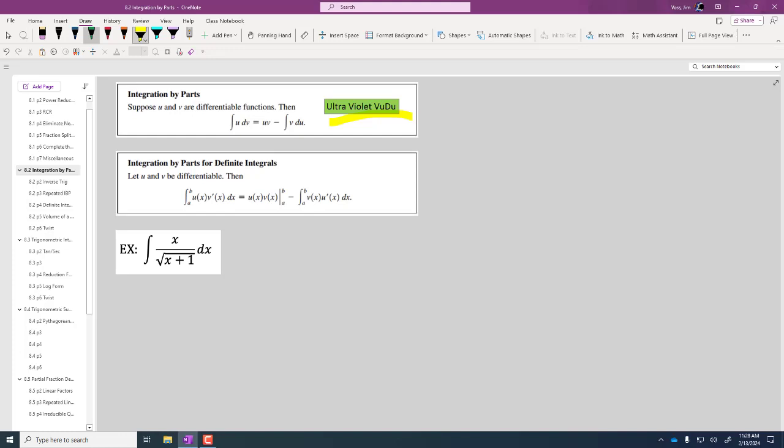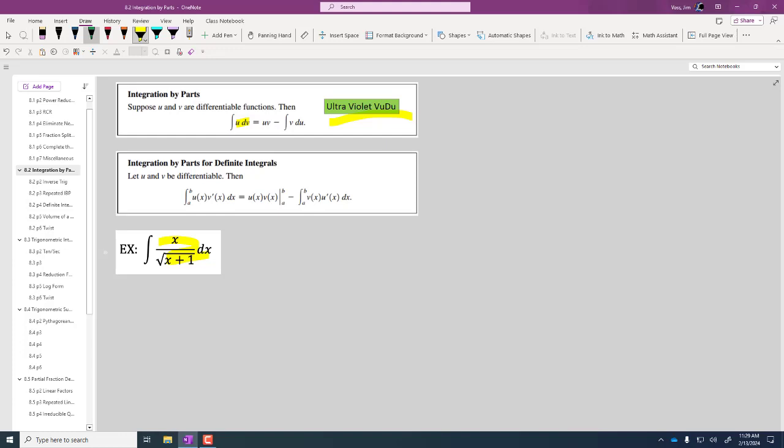So here is the idea. What we have to do is take this UdV and identify a U and a dV from within the integral we're trying to evaluate. So we need to identify something as U, identify something as dV, and then from the U, we will find du, its derivative, and from the dV, we will find v, its integral.